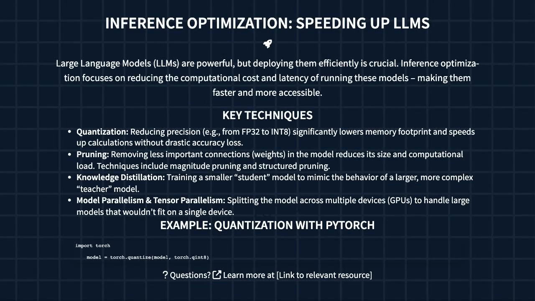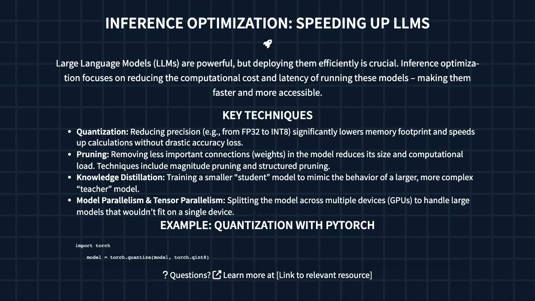Okay, let's talk about making these massive language models actually usable, not just running them in research labs. The biggest challenge is getting them to respond quickly, and that's where inference optimization comes in. It's all about speeding things up without sacrificing too much quality. We have a few key strategies. First, quantization, essentially shrinking the numbers representing our model's weights, like going from 32-bit precision to 8-bit. This makes everything run faster and uses less memory.